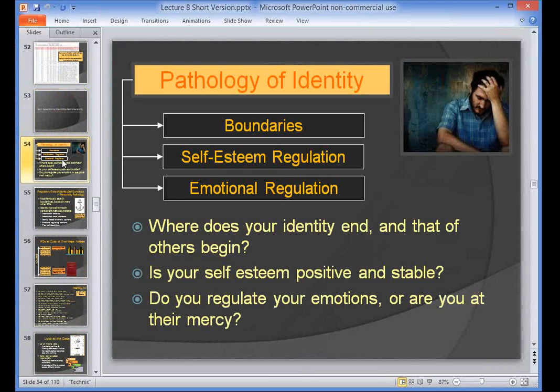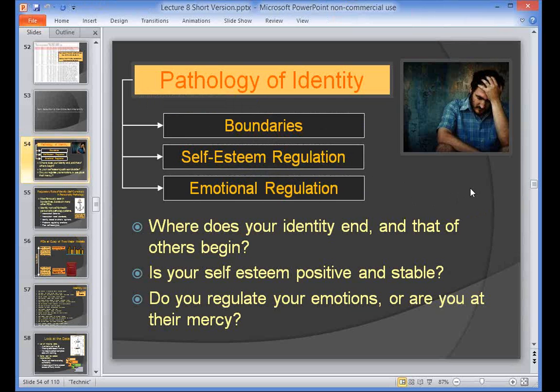This is one of the scales that we put together for DSM-5. The APA, the American Psychiatric Association, was entertaining radical changes in personality pathology for DSM-5. They were talking about pathology of identity as one of the fundamental criteria for personality pathology. And according to APA, pathology of identity had three parts associated with it: problems with boundaries, failure to respect boundaries, problems with self-esteem regulation, and problems with emotion regulation.